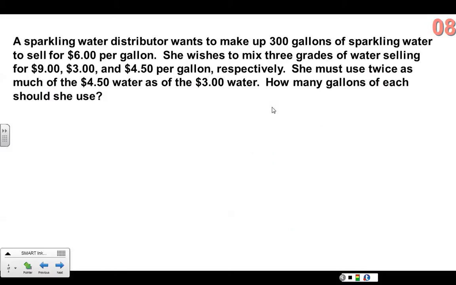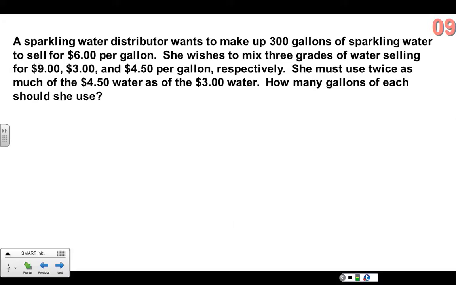Here's an application problem that's going to deal with a 3x3 system. A sparkling water distributor wants to make up 300 gallons of sparkling water to sell for $6 per gallon. She wishes to mix 3 grades of water selling for $9, $3, and $4.50 per gallon, respectively. She must use twice as much of the $4.50 water as of the $3 water. How many gallons of each should she use?